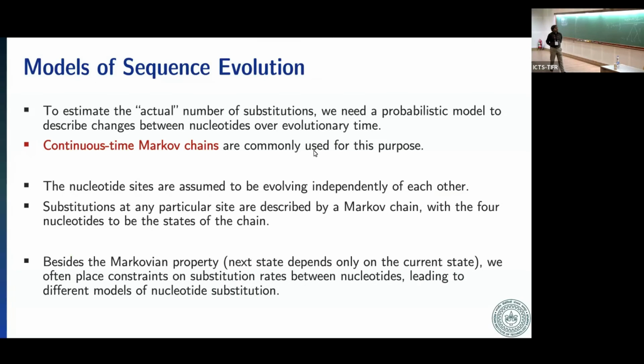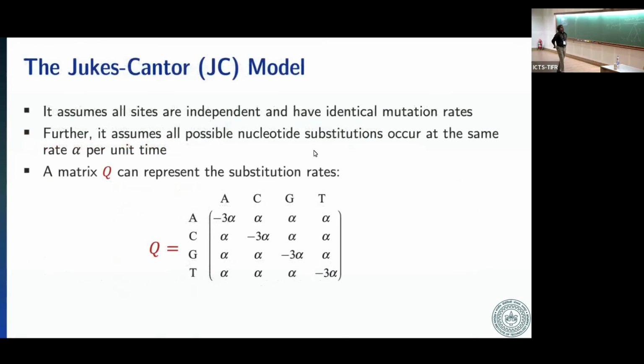And apart from the Markovian property, we also have some constraints on the substitution rates, okay? And this is exactly what is leading to different models of evolution. So let's actually see the Jukes-Cantor model. This is the simplest model. All we are saying is that this is the rate matrix. Rate matrix is Q. Again, going back to Shaon's talk where he mentioned that you should not be confusing the rate matrix with the transition probability matrix, okay? So this is what we are saying, that this is the rate matrix.